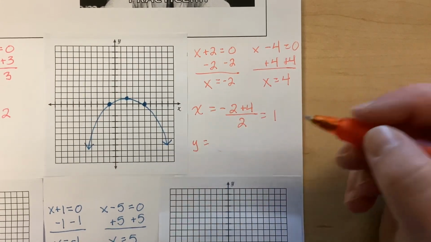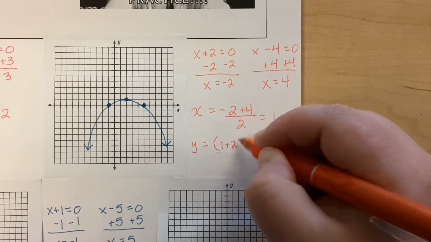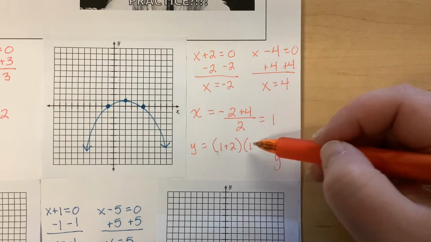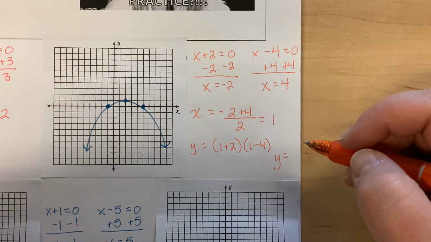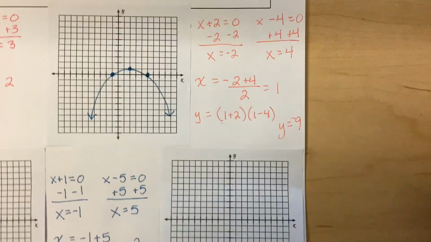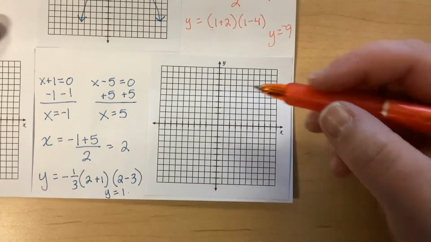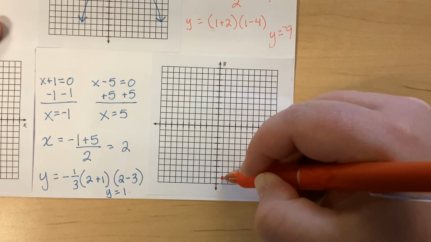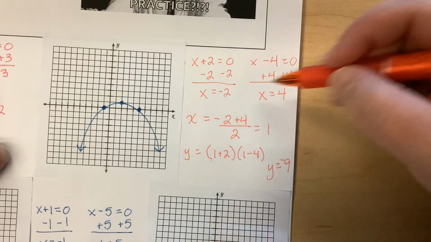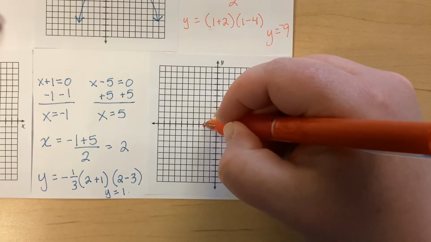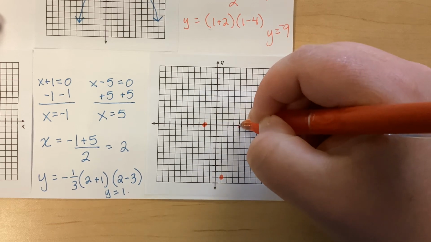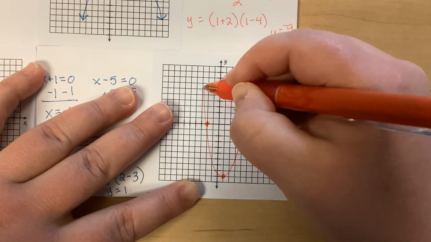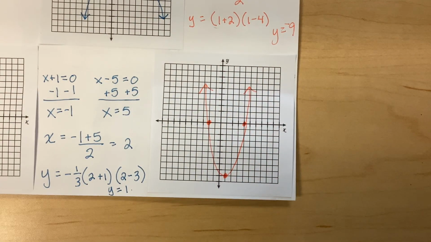Okay, then the y value is going to be 1 plus 2 in parentheses times 1 minus 4 in parentheses. Okay, 1 plus 2 is 3, 1 minus 4 is negative 3, and then 3 times negative 3 is negative 9. So that means my vertex is 1, negative 9. So 1, 2, 3, 4, 5, 6, 7, 8, 9. There's the vertex. And my roots were negative 2 and positive 4. So here's negative 2, 1, 2, 3, 4. So my quadratic is right here. And that's it. That's how you graph quadratics from factored form.